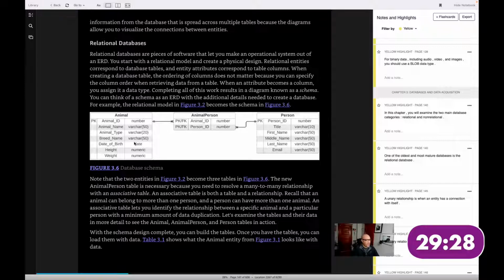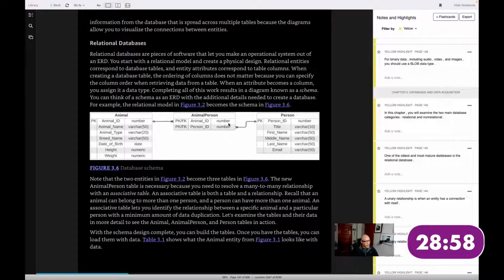Breed name could be like, you might have a varchar, let's say that you wanted the breed's name, for whatever reason, could be over 100 characters long. I don't see that being the case, but maybe it is. And so you would need to change this from a varchar 50 to a varchar 100. Dates, height would be numeric, weight would be numeric, animal ID.